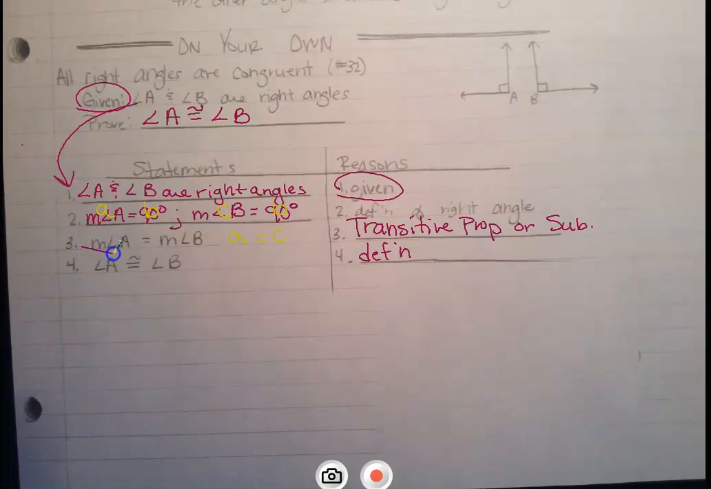So we took this information. We know that measure of angle 1 equals the measure of angle 2, and we can make this conclusion because we know the definition of.